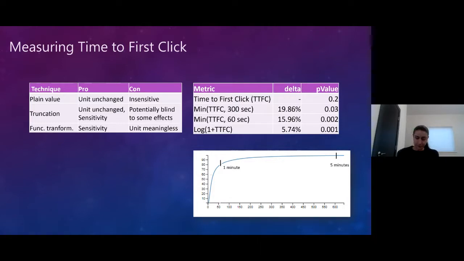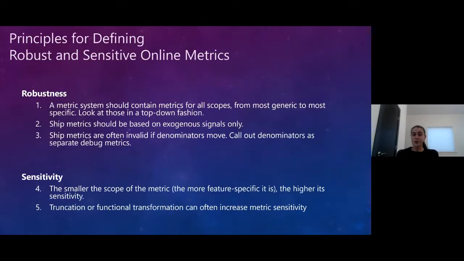So to summarize, these are the principles that we have for defining robust and sensitive online metrics. You should have different scopes of your metric. You should rely on exogenous signals for your shift metrics, and always expose your denominator. Sometimes the metrics are invalid if the denominator moves. In terms of sensitivity, the smaller the scope of the metric, the higher its sensitivity. And in order to increase the metric sensitivity overall, you can apply truncation or these functional transforms that I showed before to increase the sensitivity of your metric and reduce the variance.